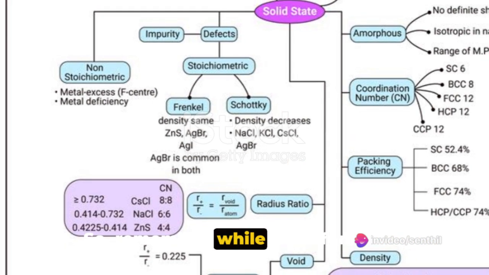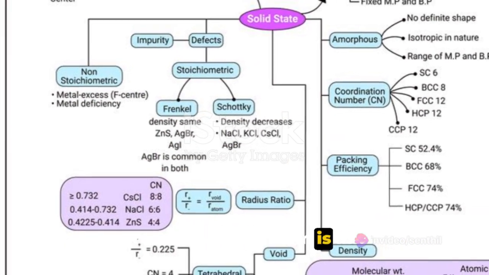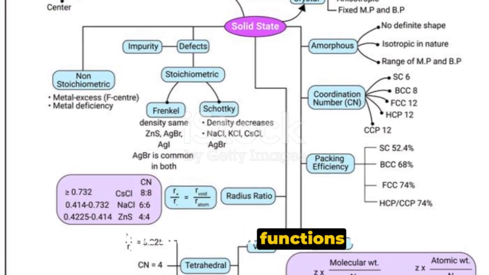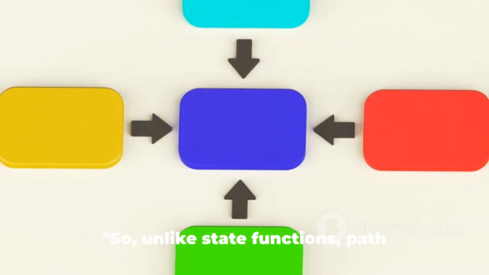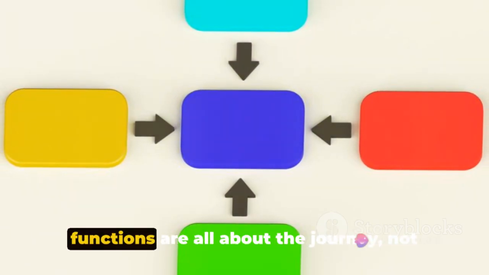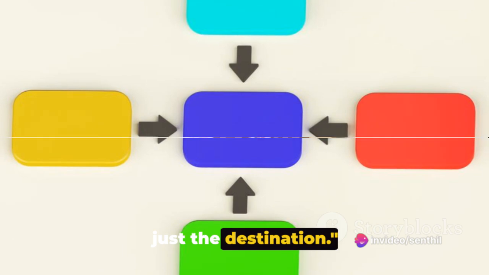So remember, while state functions capture what the system is like at a specific state, path functions tell us how we got there. So unlike state functions, path functions are all about the journey, not just the destination.